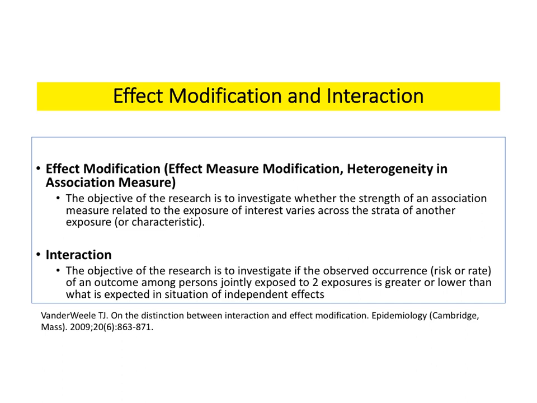To understand interaction, think about a research with the objective to investigate whether the observed occurrence of an outcome, like lung cancer, measured as risk or rate, among persons that are jointly exposed to two exposures, for example, smoking and asbestos, is greater or lower than what is expected in a situation of independent effects of smoking and asbestos.